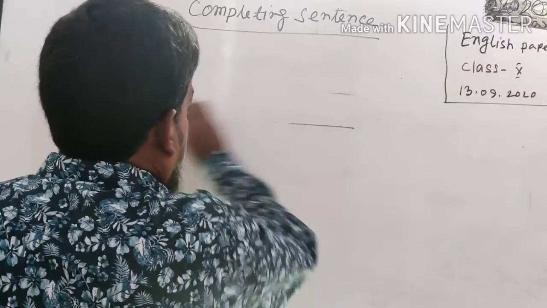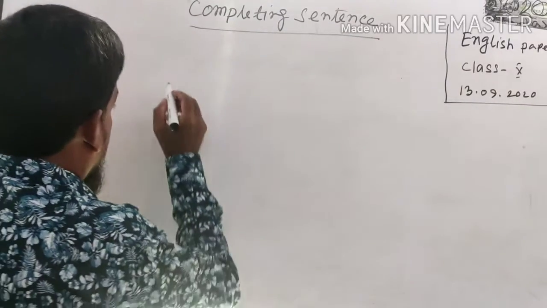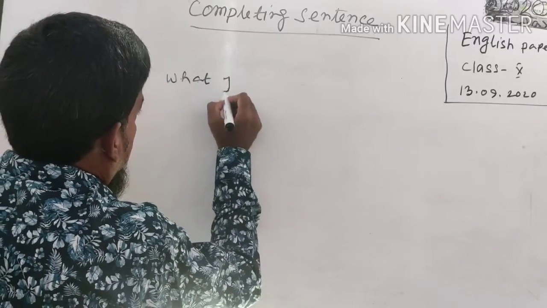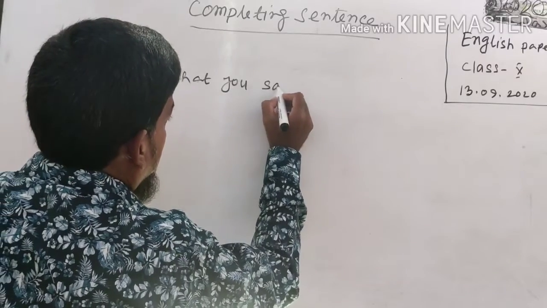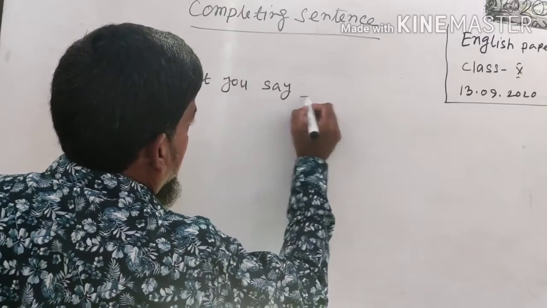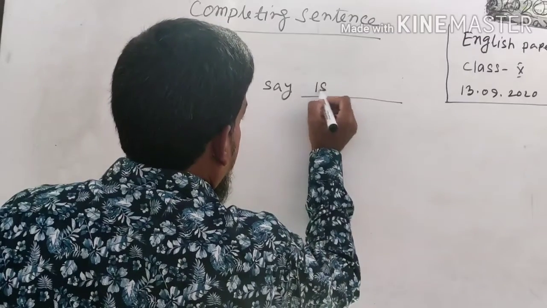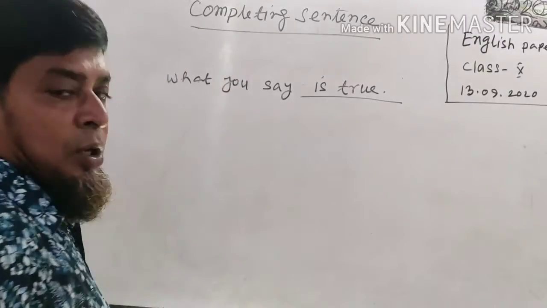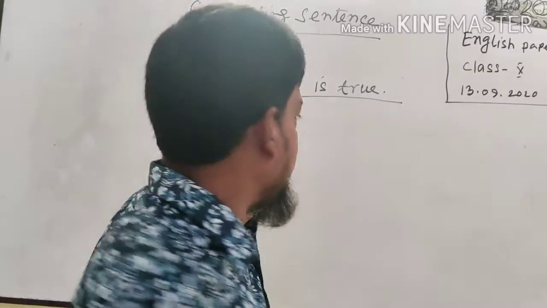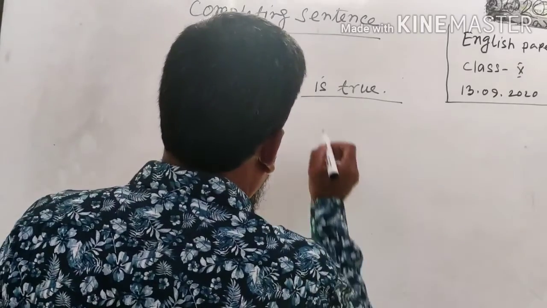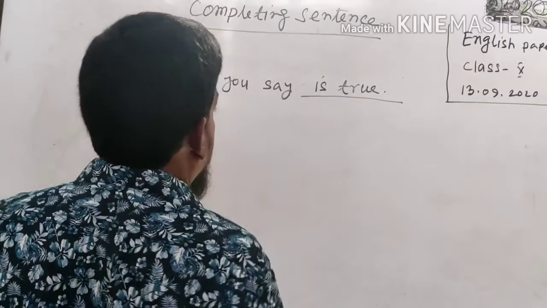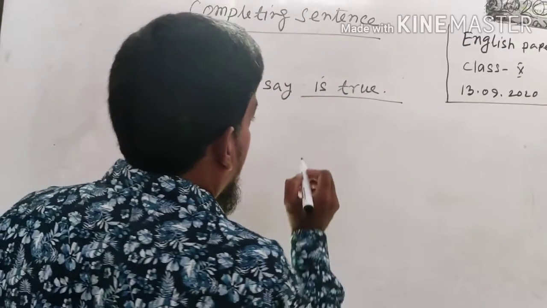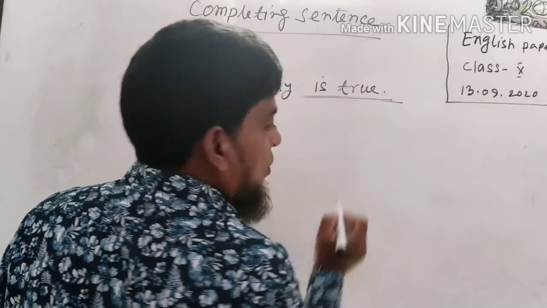For example, what you say is true. What you say is true. Here, what is the relative pronoun. So, to complete the sentence, I have used is true.